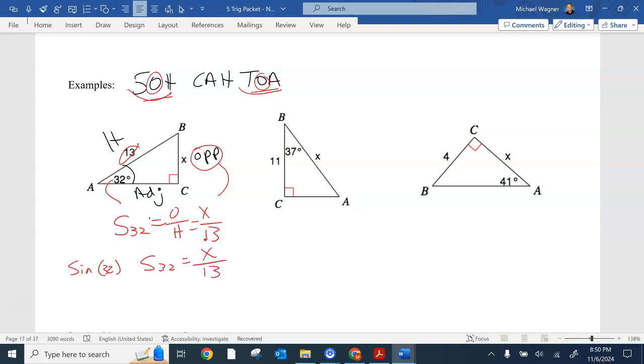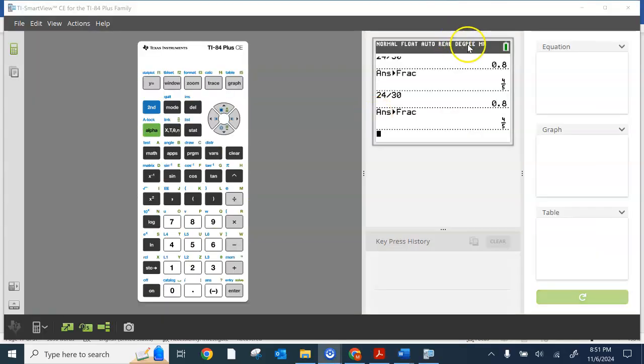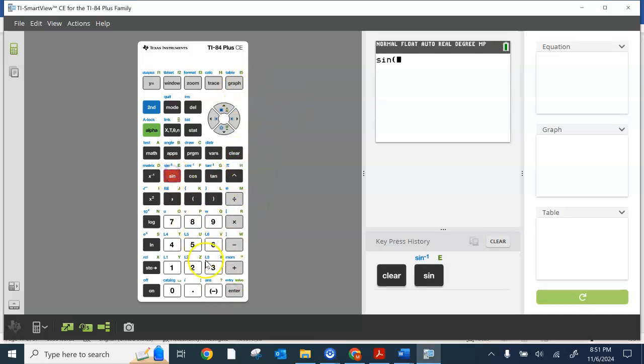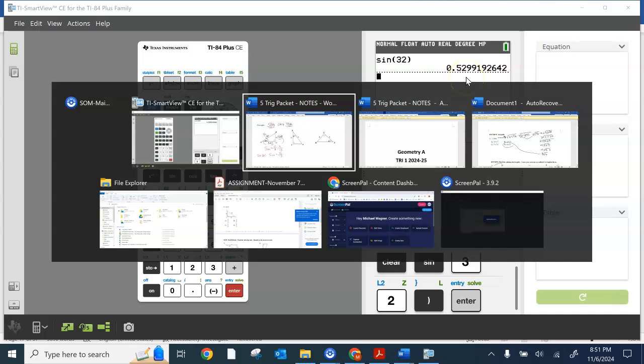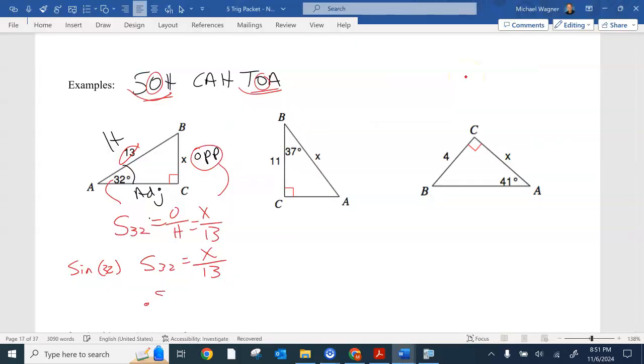Well, what we're going to do is use our calculator to figure out sine 32. So one moment. Okay, so it's on degrees, so we're good to go. I'm going to clear this out a little bit here. And we're going to go sine and 32 parentheses, enter, and we get 0.5299. I'm going to just round it to 0.53, but generally I like to leave three numbers, so it would be like 0.530 if I round up from this number. So let's go ahead and do that. 0.530 equals x over 13.